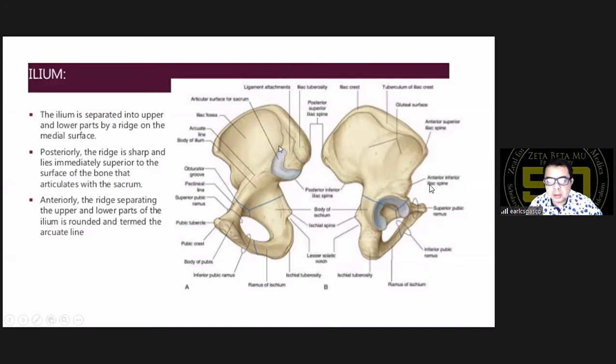Now, anteriorly, the ridge separating the upper and lower part is rounded and forms the arcuate line. This is your arcuate line. Okay, arcuate line. This is an important line later. Well, you will see later. Okay. So are we clear with this?